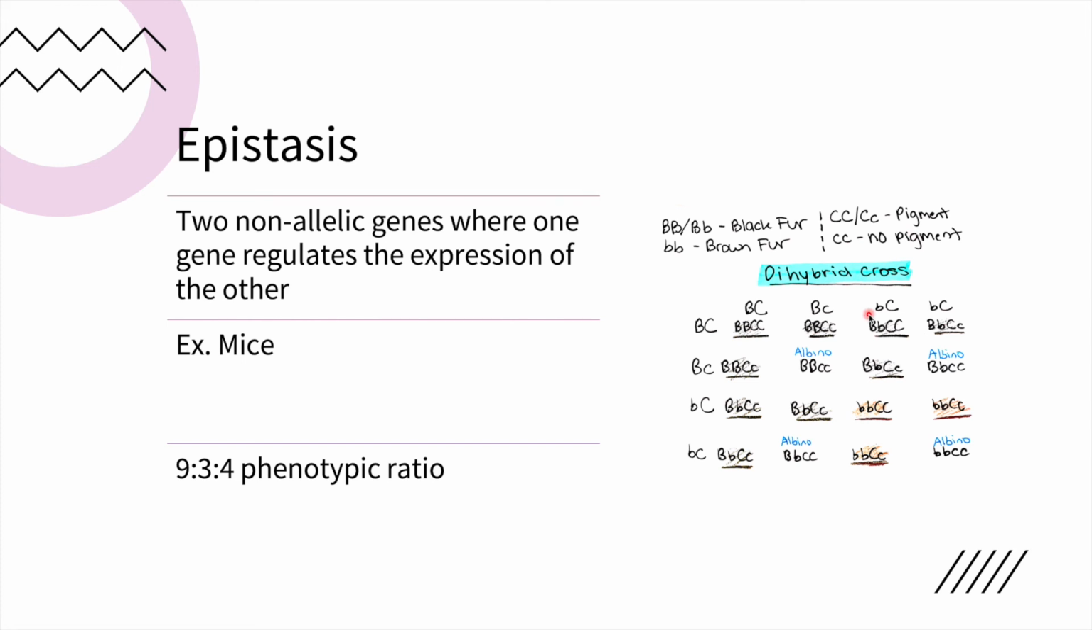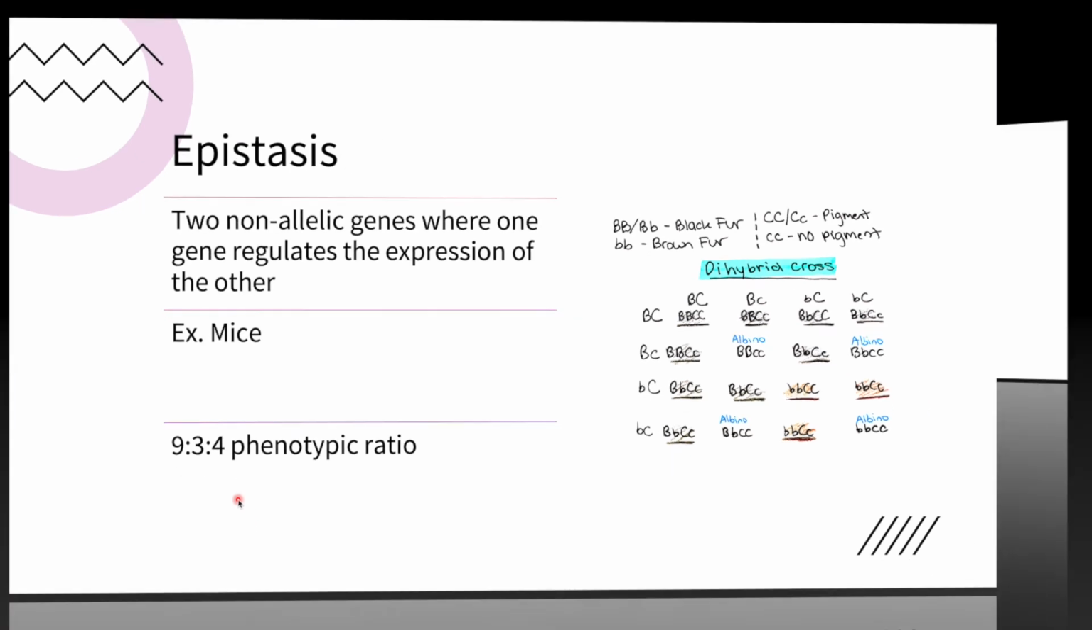Gene 2 is epistatic to gene 1 because it regulates its expression. After the dihybrid cross, there are 9 black, 3 brown, and 4 albino because pigment wasn't deposited. So the phenotypic ratio is 9:3:4.